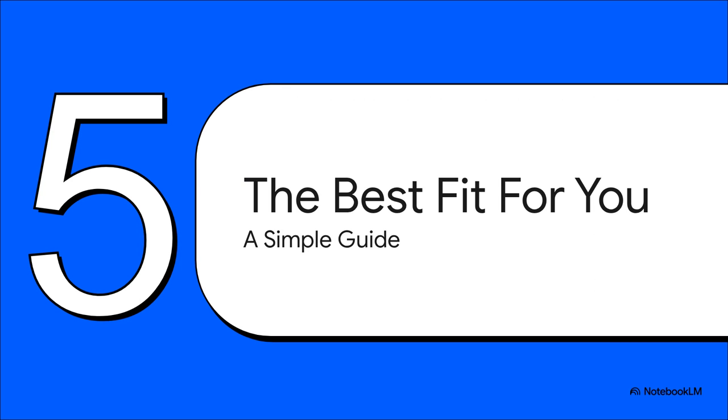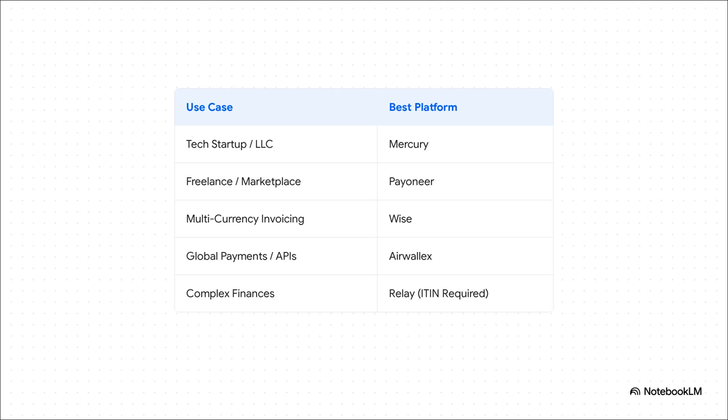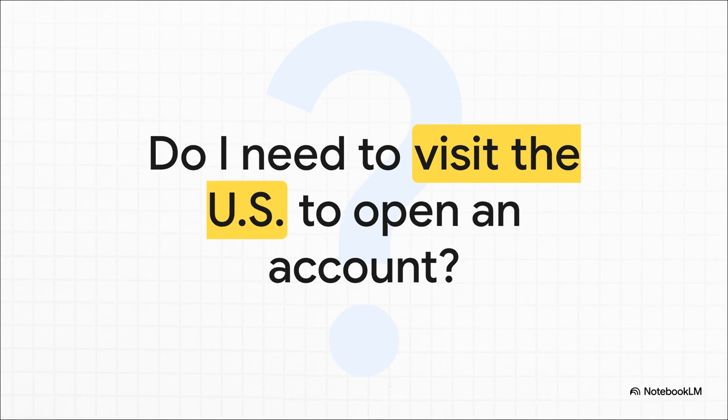Okay, so we've looked at all these options. How do you actually pick the one that's the perfect fit for your business? Let's make this dead simple. Let's just match your business to the right platform. If you're a tech startup, an e-commerce brand, or you have a standard US LLC, Mercury is almost always going to be your best bet. If you basically live on payouts from freelance sites or marketplaces, go straight to Payoneer. Need to invoice people in euros, pounds, and dollars? Wise is your answer. And for more complex stuff like global payments and APIs, you'll want to check out Airwallex. It's really that straightforward.